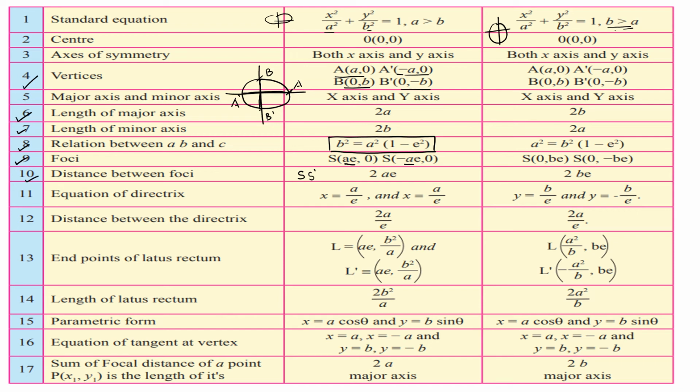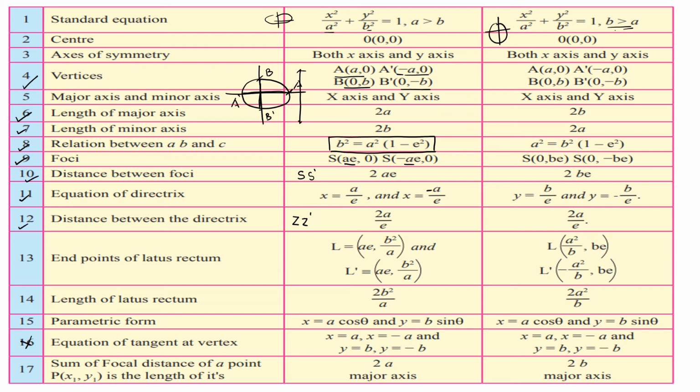Then the equation of the directrix. You know the coordinates of Z was a by e, 0. So that equation becomes x equal to a by e, and the left side will be x equal to minus a by e. 2 directrices will come, one x equal to a by e and one x equal to minus a by e. Again, if you find the distance between z and z dash, that is the distance between the directrices. Z is a by e, 0, z dash is minus a by e, 0. So we'll get 2a by e. Okay? Clear?